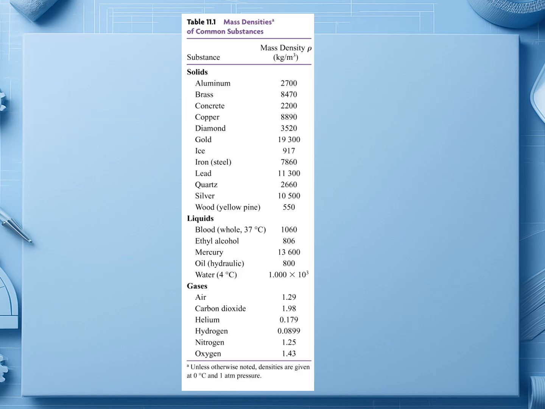These are the mass densities of common substances. These are readily available when you search it in Google. Unless otherwise noted, densities are given at 0 degrees Celsius and 1 atmospheric pressure.